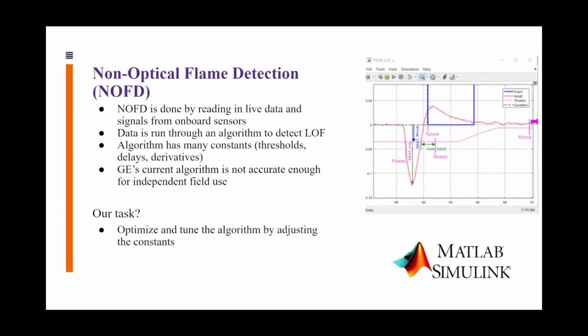So that's where non-optical flame detection, aka NOFD, comes in. NOFD is done by reading in live data and signals from the onboard sensors. This data is then run through an algorithm that will detect binarily if a loss of flame happened or did not happen. So this algorithm has many constants, which would be things like thresholds, time delays, different derivatives to compare the signals to.